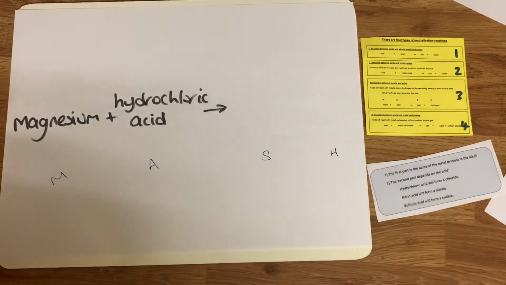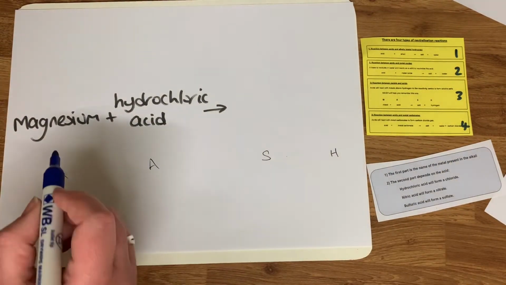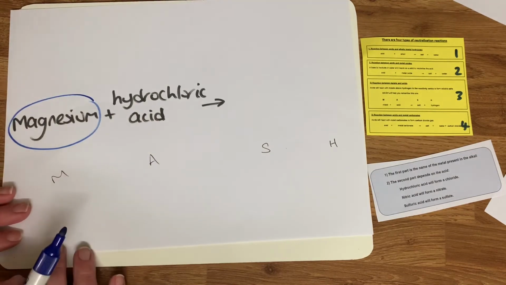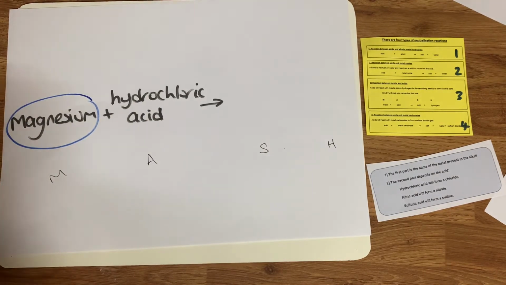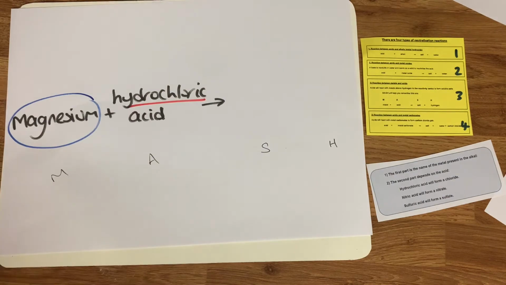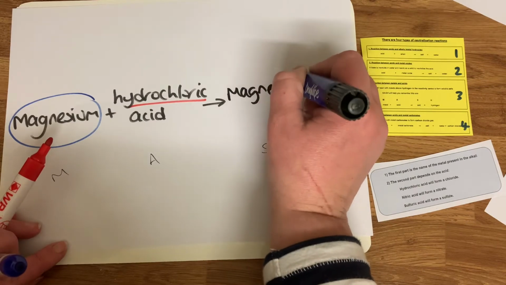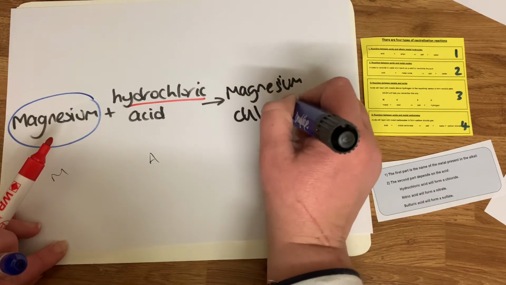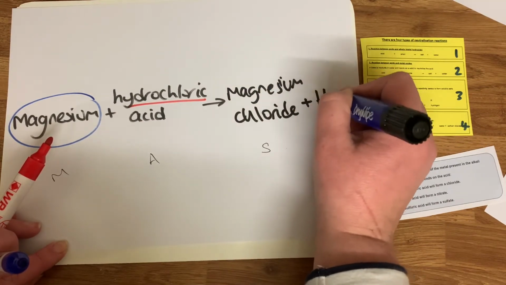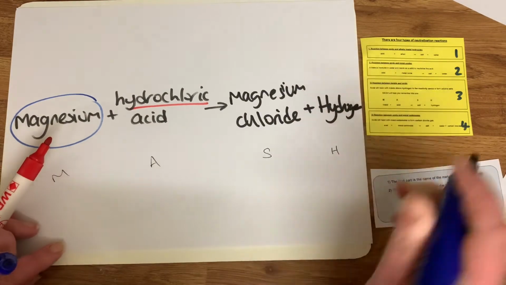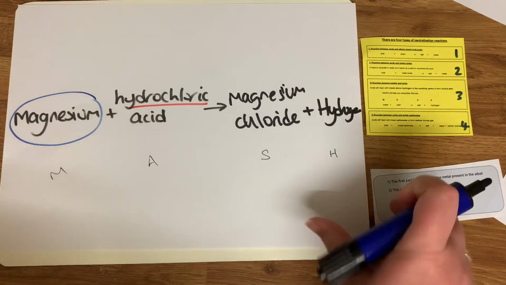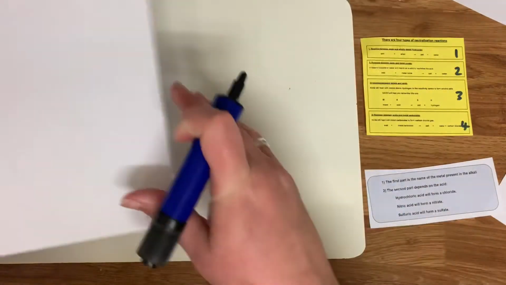So let's figure out the name of the salt. The metal is magnesium, it's going to be the first part of the salt, and the acid is hydrochloric. So the name of the salt produced here is going to be magnesium chloride, and we get hydrogen produced. Hopefully you got that one. Okay, ready for number 3.